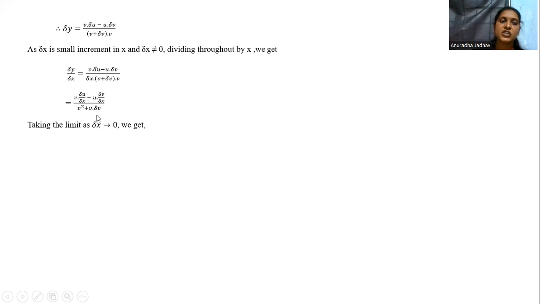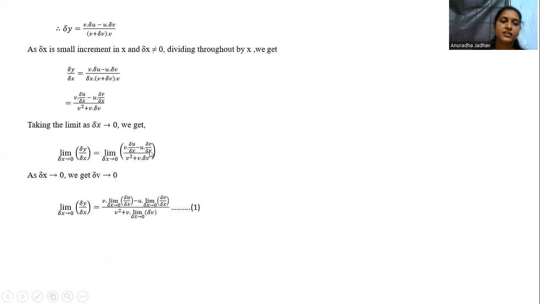Then taking the limit as delta x tends to 0, take the left hand side limit, limit as delta x tends to 0, delta y upon delta x is equal to the limit of the whole term, and then separate the limit for each term. As delta x tends to 0, delta v also tends to 0. Here separate the limit: v as it is, derivative limit as delta x tends to 0, delta u upon delta x, minus u into limit as delta x tends to 0, delta v upon delta x, divided by v square, plus v right outside, and delta v limit as delta x tends to 0.